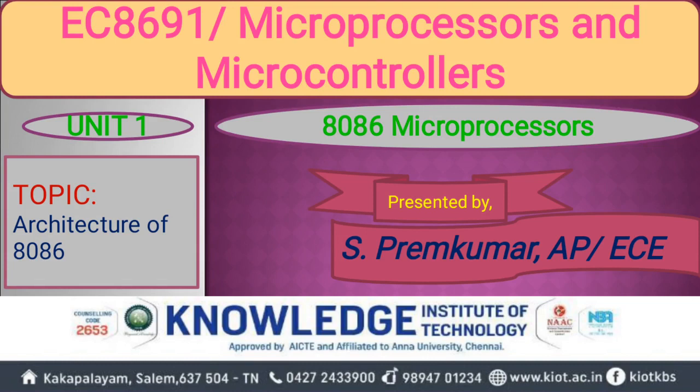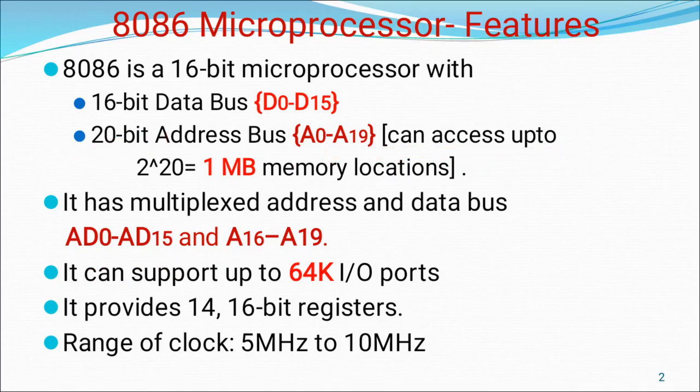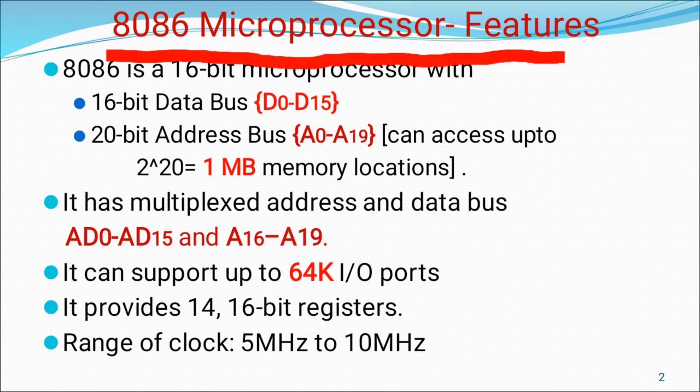So today we are going to see about the 8086 microprocessor, that is unit 1, and first we are going to discuss the topic architecture of 8086. Before we enter into the topic, we are going to discuss some of the features of the 8086 microprocessor. We have already discussed that 8086 is a 16-bit microprocessor.